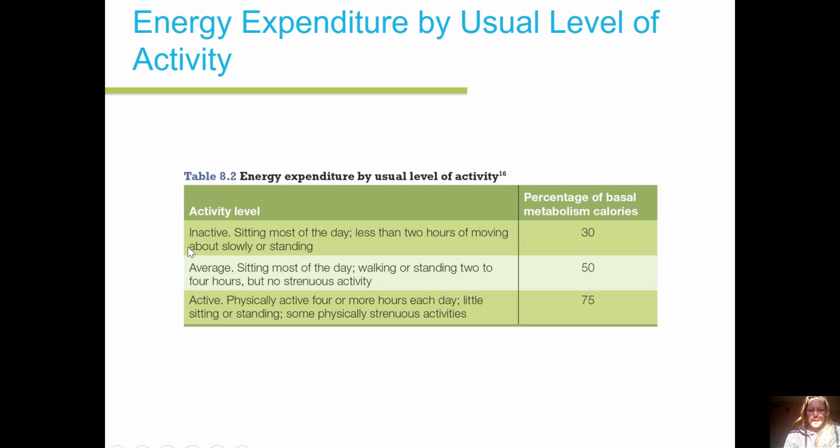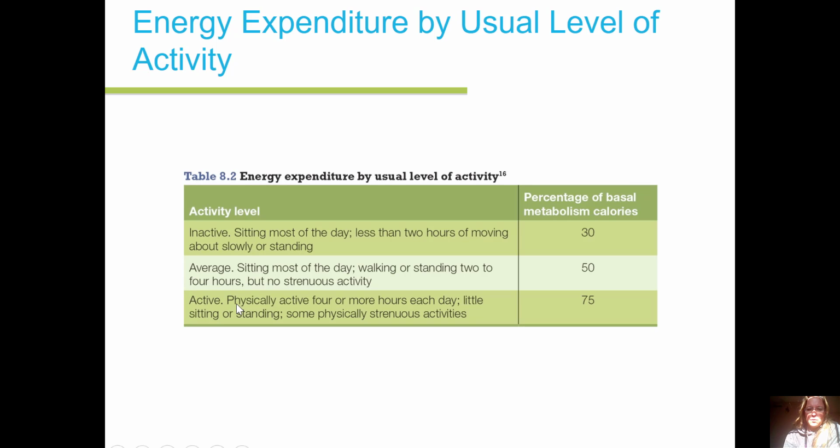We would classify ourselves as average if we still sit most of the day, we walk and stand 2 to 4 hours out of the day, but we don't do a lot of strenuous physical activity. We would consider ourselves average. So we would use 50%: 50% of our basal metabolism calories come from physical activity.